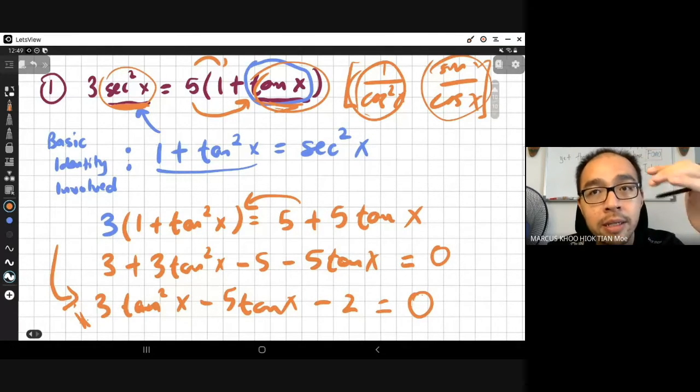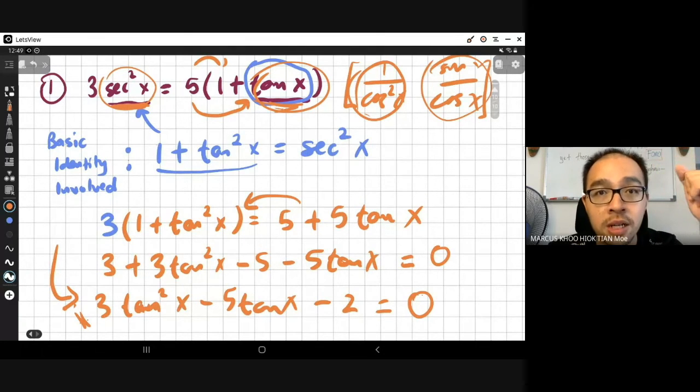Because the calculator can only do sine, cos, tangent for you. It can't do secant, it can't do cosecant, it can't do cotangent. I mean shift, this one, shift cos, shift sine, shift tangent. It doesn't have shift secant, shift cosecant, and shift cotangent. Tiada.